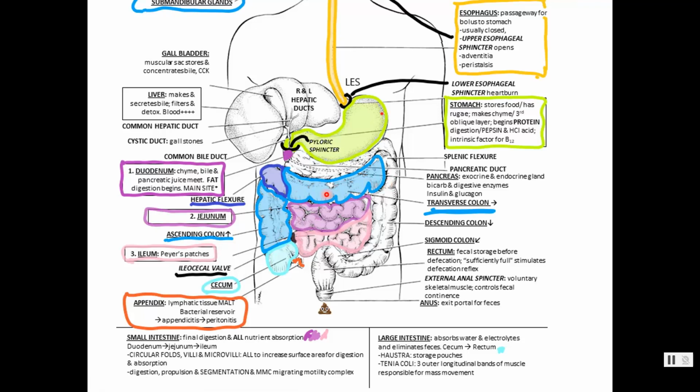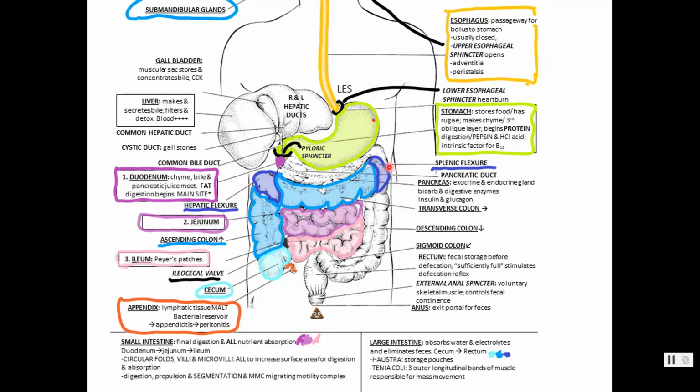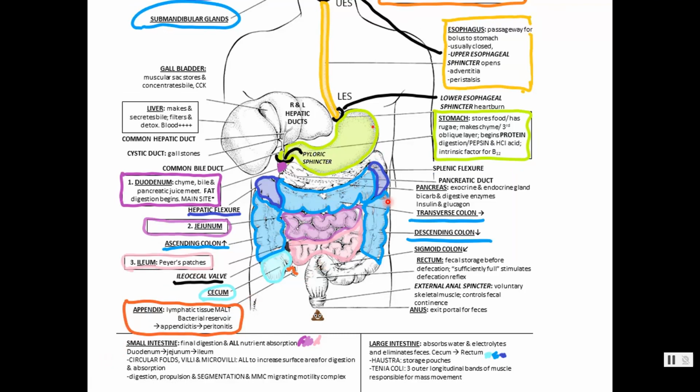Going across the body is the transverse colon. So now we're up here in the upper left quadrant. And we're going to make a turn at the spleen. This organ tucked up behind the stomach is the spleen. So this is called the splenic flexure. Then the waste products are going to move down. This region is called the descending colon.